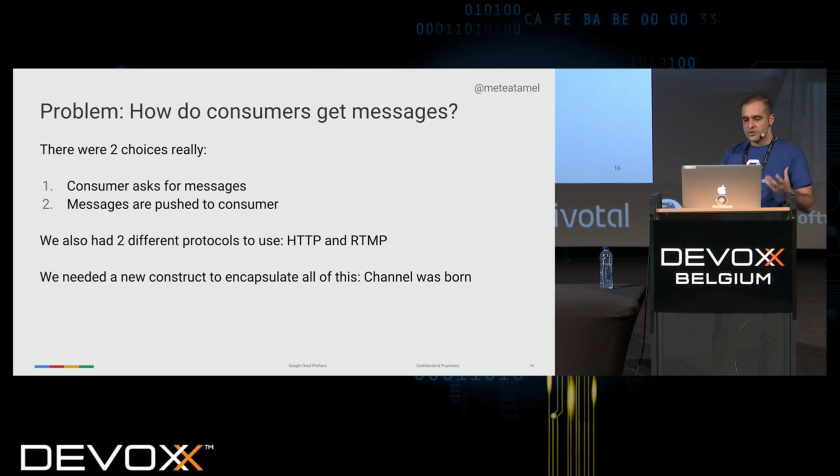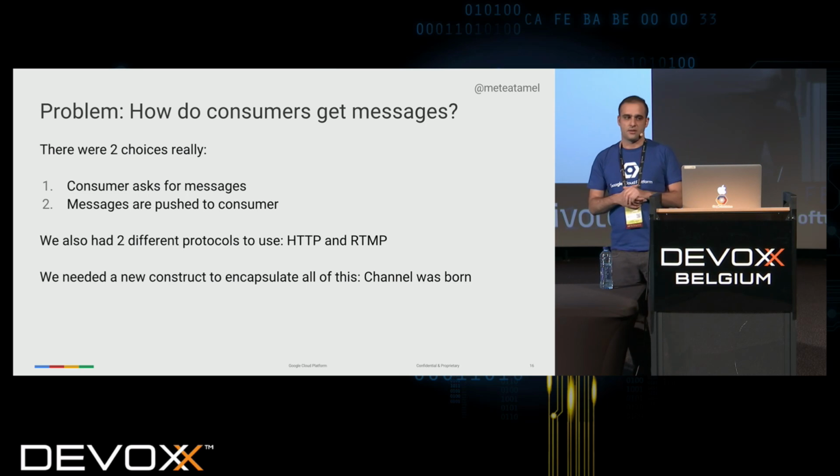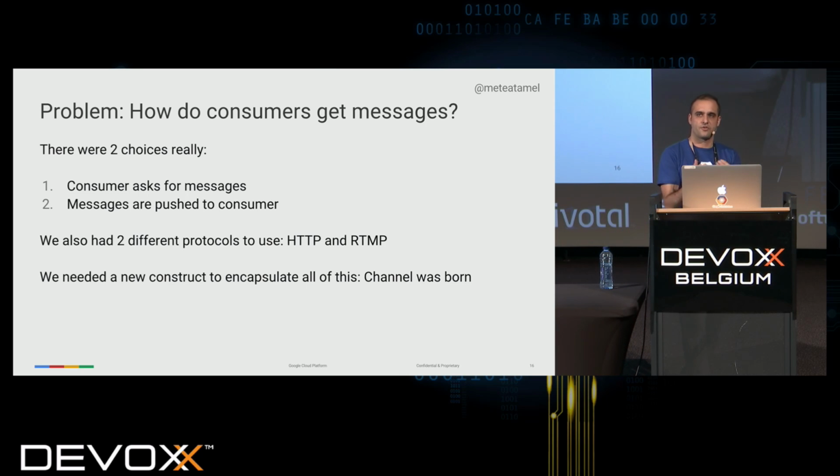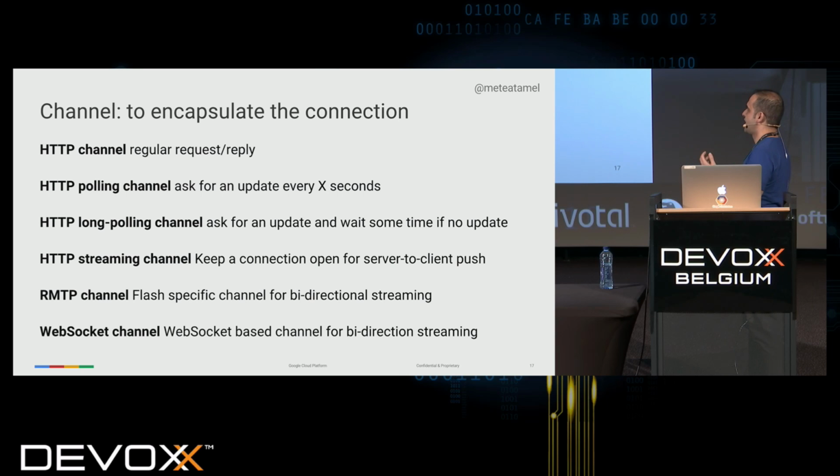So all of these choices led us to another construct called channel. We said maybe we need channels to define all these different choices that we could make for the connection between the client and the server. And then we created lots of channels. We created an HTTP channel for the regular request and reply. We created an HTTP polling channel where the client asks for messages every X seconds.